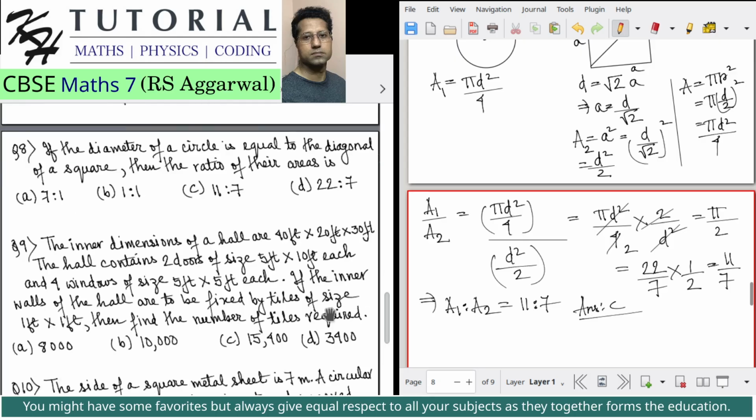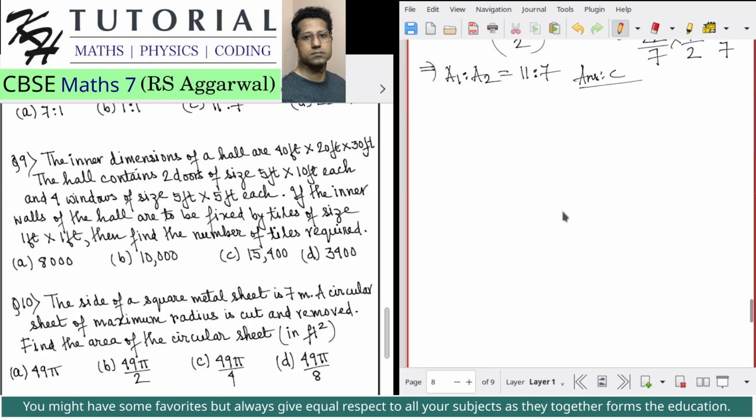Let's do the next problem. Question number 9. The inner dimensions of a hall are 40 feet by 20 feet and 30 feet. That is, length is 40 feet, breadth is 20 feet and height is 30 feet. The hall contains two doors of size 5 feet length and 10 feet breadth, and 4 windows of size 5 feet by 5 feet each. If the inner walls of the hall are to be fixed by tiles of size 1 feet by 1 feet, then find the number of tiles required.